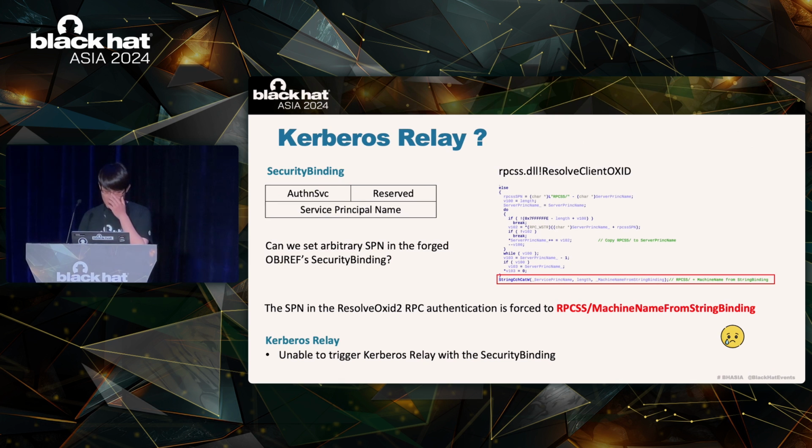How about Kerberos relay? Can we set arbitrary SPN in the security binding to make a ResolveOxid2 RPC authenticate with any service principal name? Actually, we can't, because the machine name of the SPN in the ResolveOxid2 RPC authentication is forced to the machine name in the string binding, so we can't trigger Kerberos relay with security binding.